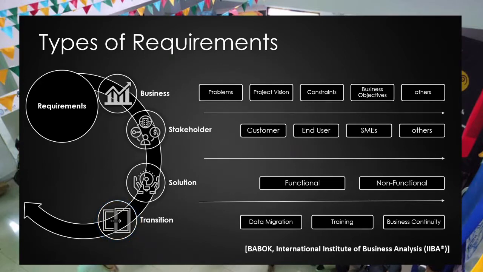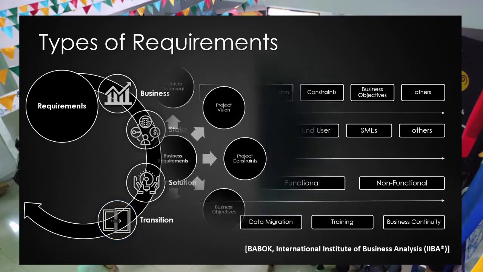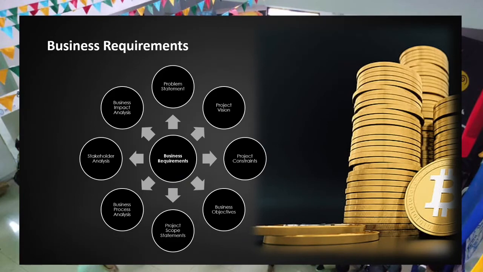Let us discuss in detail each type of requirements. Business requirements. Business requirements describe why the organization is undertaking the project. They state some of the benefits that the organization or its customers expect to receive from undertaking the project. Business requirements may be documented in several ways, such as project charter, business case, or in project vision and scope statement. Business requirements may include a problem statement.